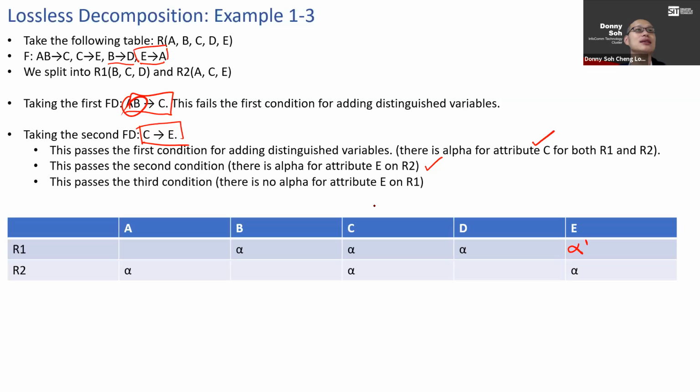And then let's look at the second condition. On the right hand side, there's also at least one distinguished variable from the first condition. And on the third condition, there's also at least one non-distinguished variable on the row for my first condition, which is this one. And so I'm able to add an alpha or distinguished variable here. So at this point of time, we see that R1 has an entire row of distinguished variables. And so we can then conclude that this is a lossless decomposition.